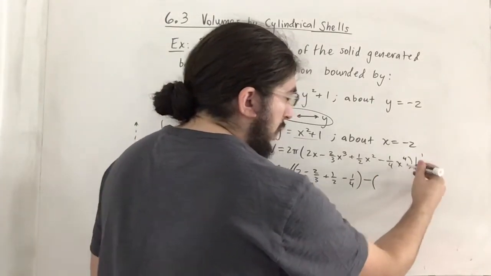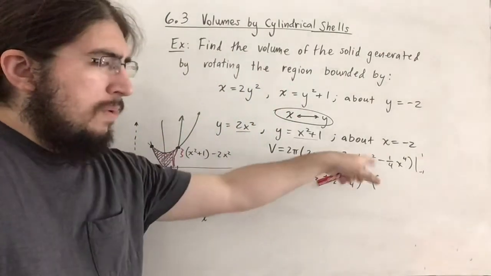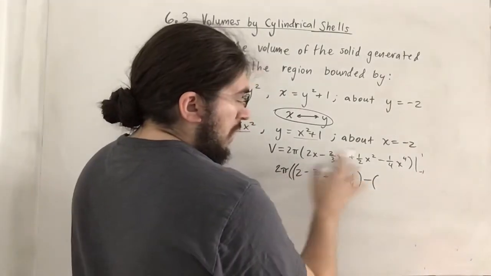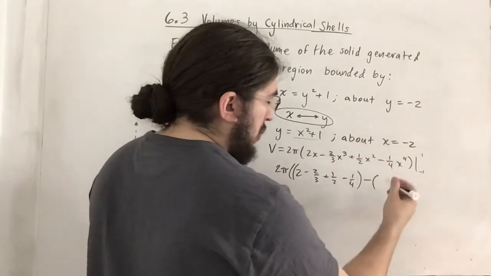In fact, you know what, I kind of made a mistake here. This should have been 4. I may have miswritten that in the previous step, but it should have been 1/4 x to the 4th. Anyways, when you plug in negative 1 to the odd ones, you get a sign change. When you plug it into the even powers, you get no sign change.